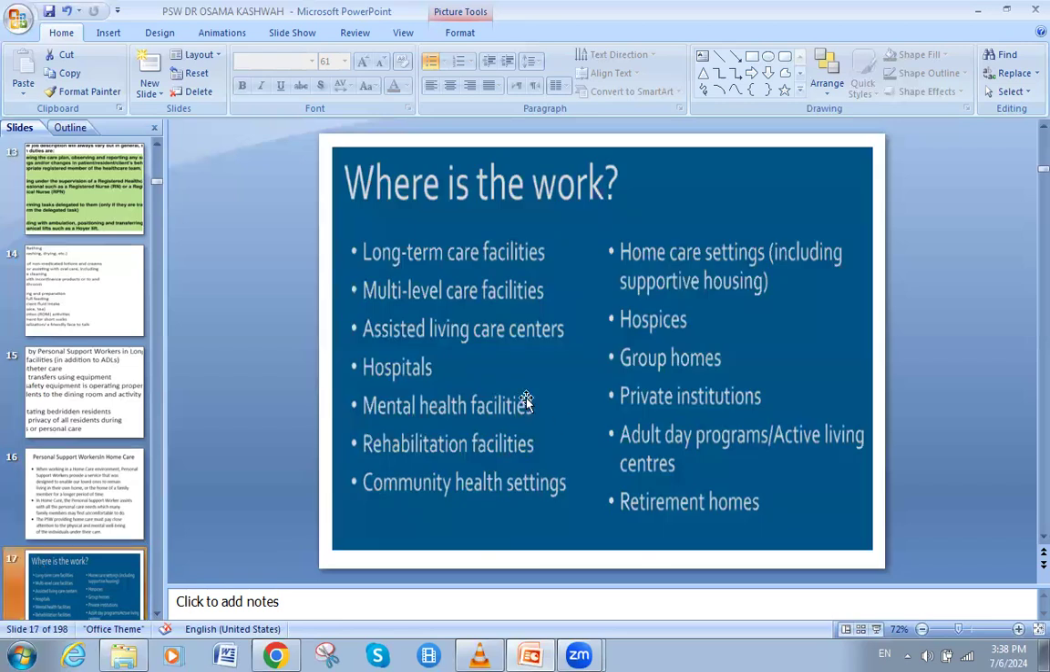Okay, we go now to where the work is. Like we said before, in long-term facilities, multi-level care facilities, assisted living care centers, in hospitals, and mental health facilities, rehabilitation facilities, community health settings, home care, hospice, and the hospice also is very important, group homes, private institutions, adult day programs, and retirement homes or retirement residences. These are the places where the personal support worker will work, in one of these places.